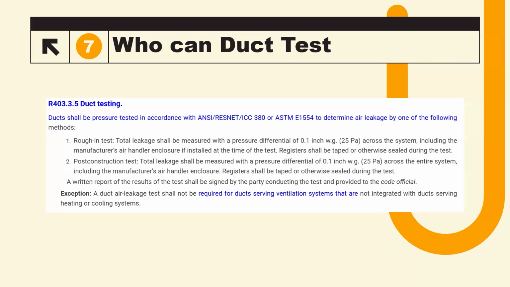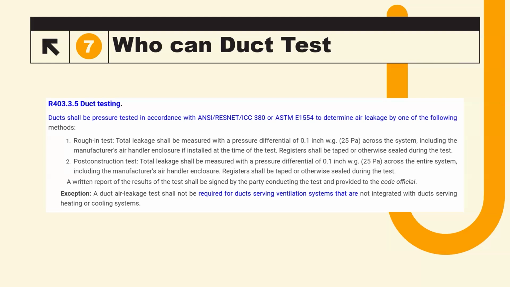In reading this requirement you see on the page here, it doesn't have a specification for a third party, which means testing, yes, can be done by the HVAC contractor, but there's a lot of caveats and asterisks that I would add to that. If the HVAC contractor is approved by the code official to perform the test, they still must be following the ANSI ASHRAE or ANSI ResNet IECC 380 or the ASTM E1554 for testing and determining air leakage.